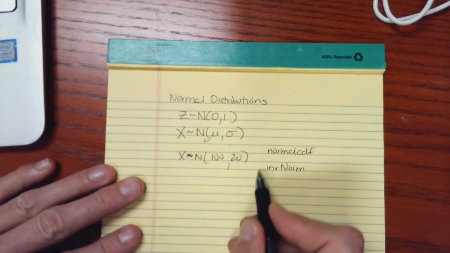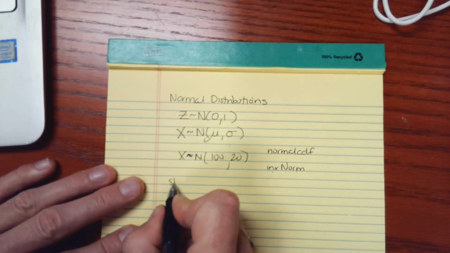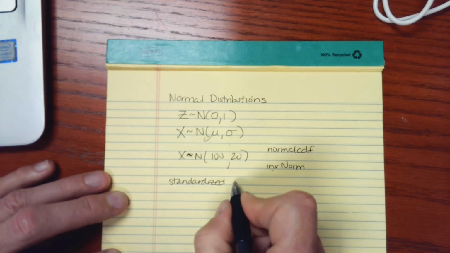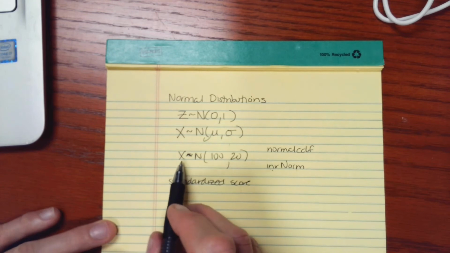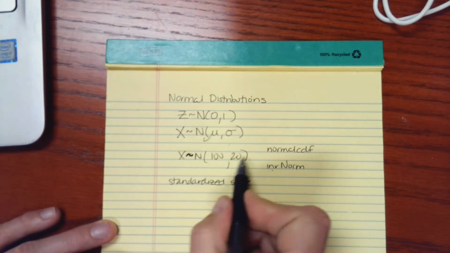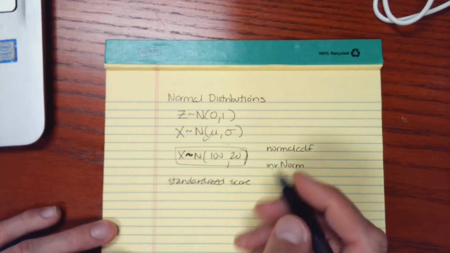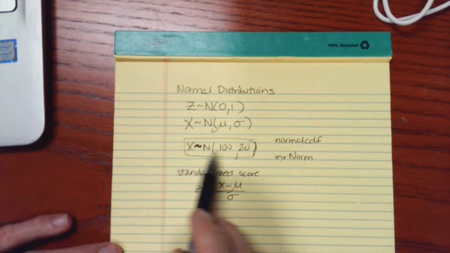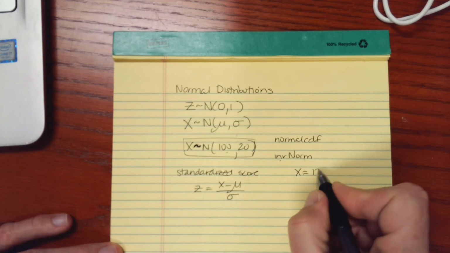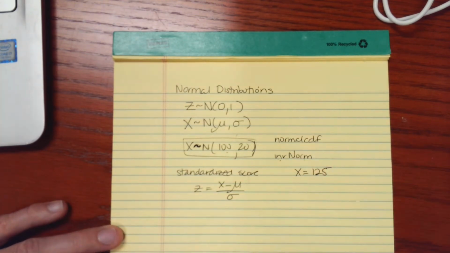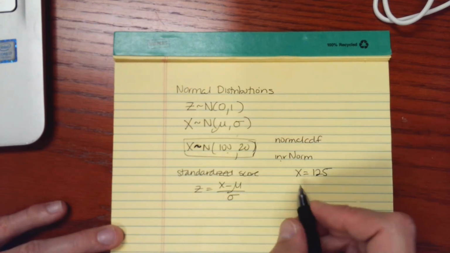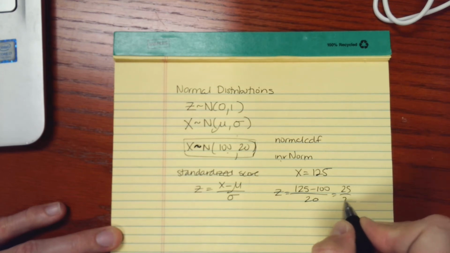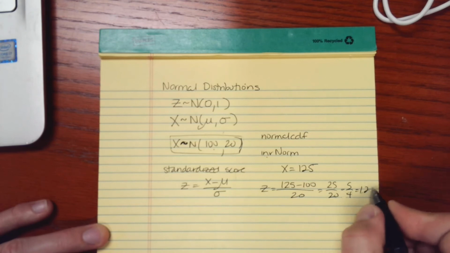So, just to be clear, z-scores are sometimes called standardized or standard scores. If you have a value of a random variable that may be from another normal distribution, such as the one here, and you want to convert that to a z-score, you can do so using this formula: z equals x minus mu over sigma. So I could take a value from this distribution, let's say x equals 125, and transform it to see its equivalent z-score by taking z equals 125 minus 100 over 20. That's 25 over 20, which is 5/4, or 1.25.